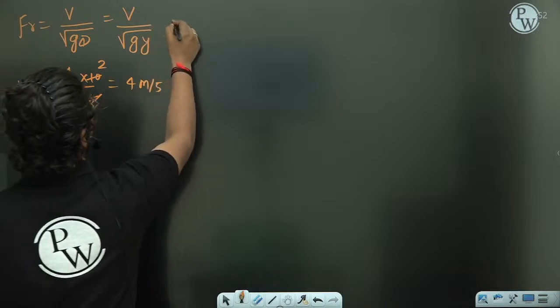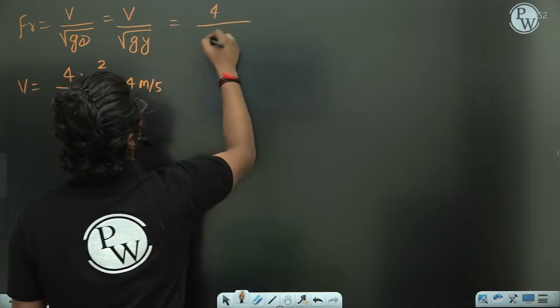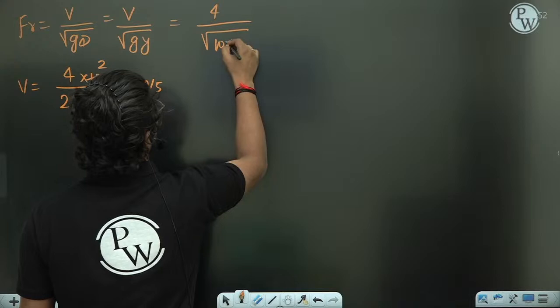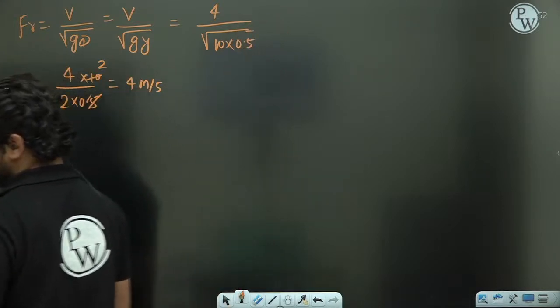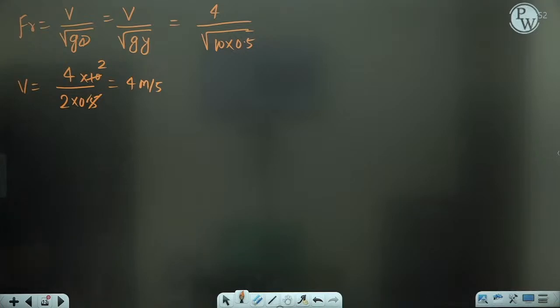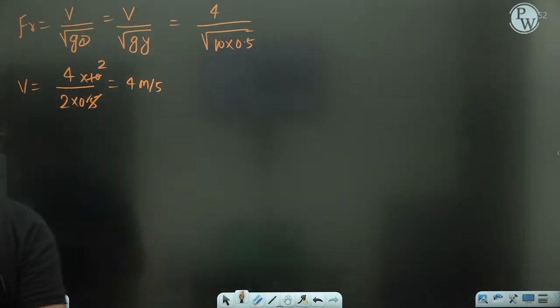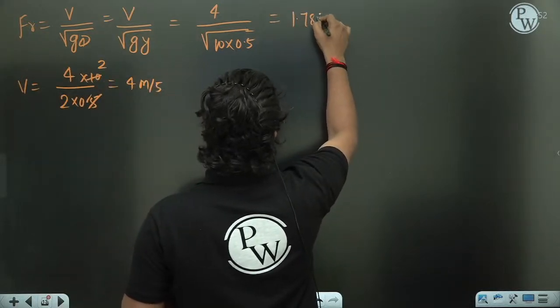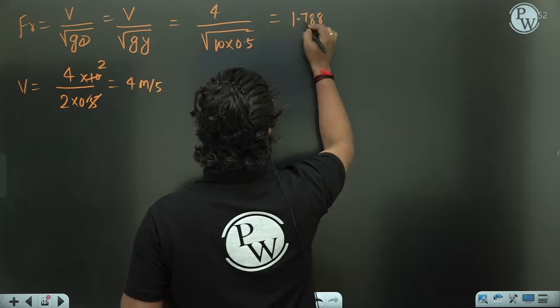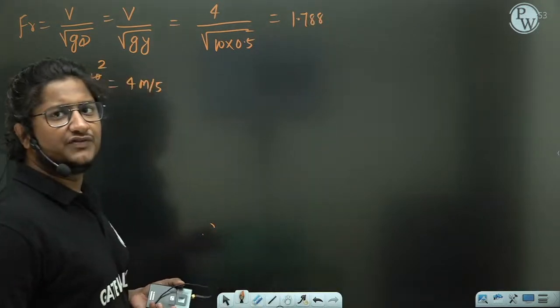So let us calculate this. 4 divided by root under G, we have 10, into 0.5. So basically it is 4 divided by under root 5. How much we are getting for that? 1.788. This is the FR, the Froude number value which we are getting.